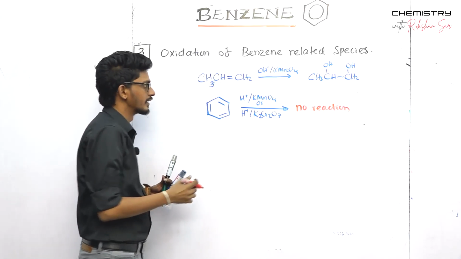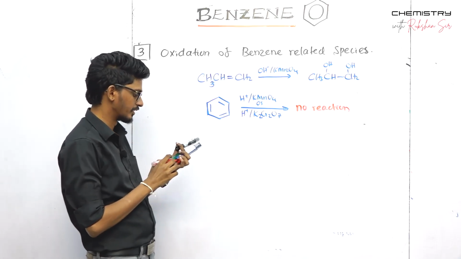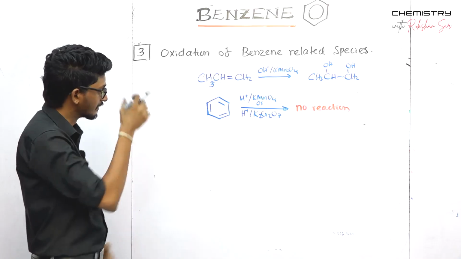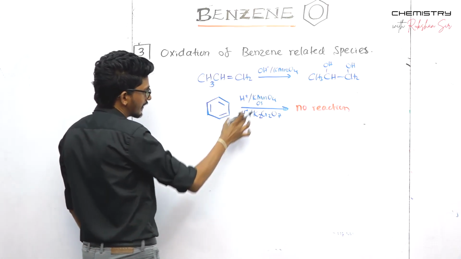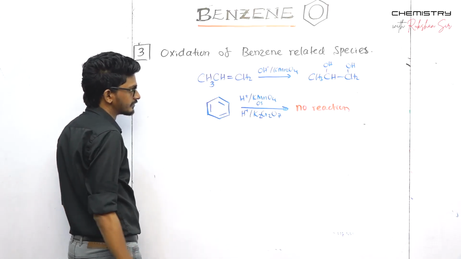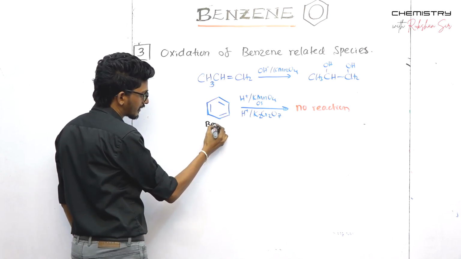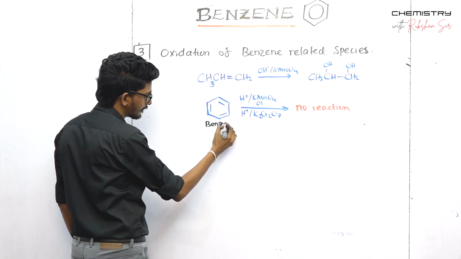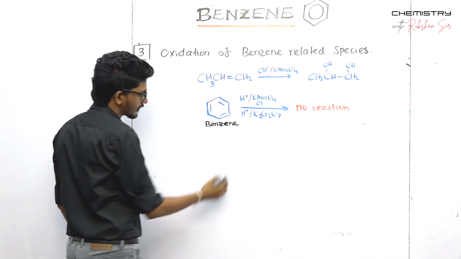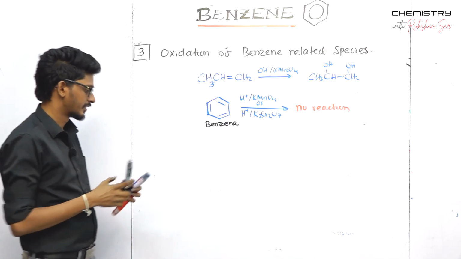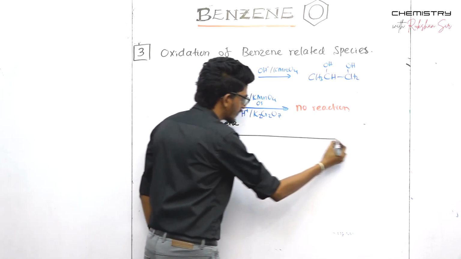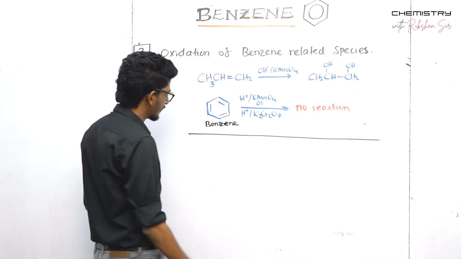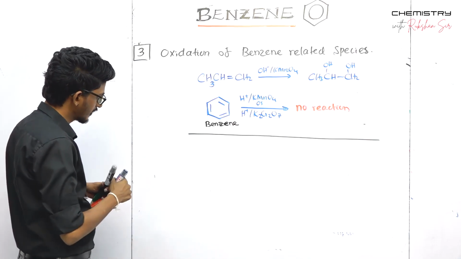As it is not with some complete pi bonds, benzene won't get oxidized. The ring won't get oxidized even with the strongest oxidizing agents, right? But the substituted benzenes will get oxidized. Let's discuss what this means. The substituted benzenes, like this.